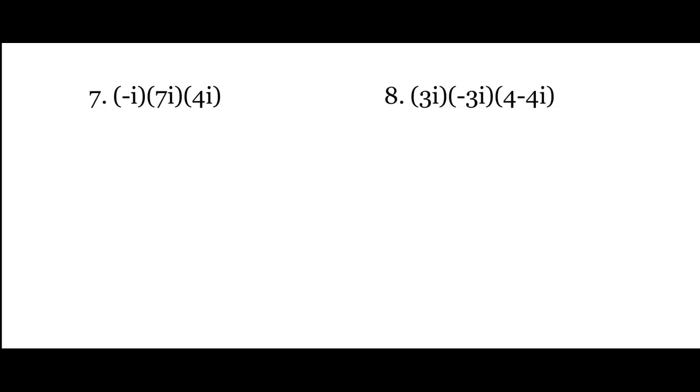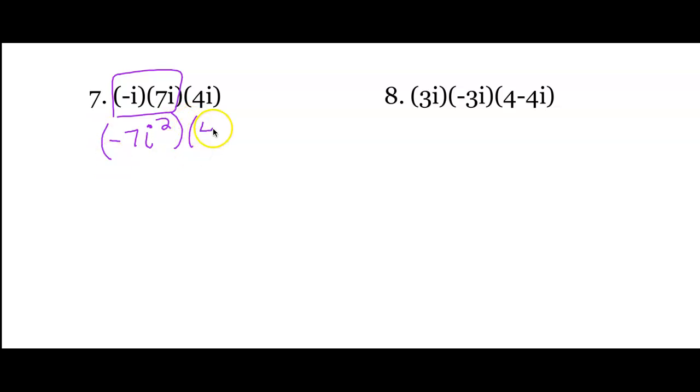Okay, 3 numbers doesn't change the rules. Multiply the first 2 together. So you get negative 7i squared. You can do that.